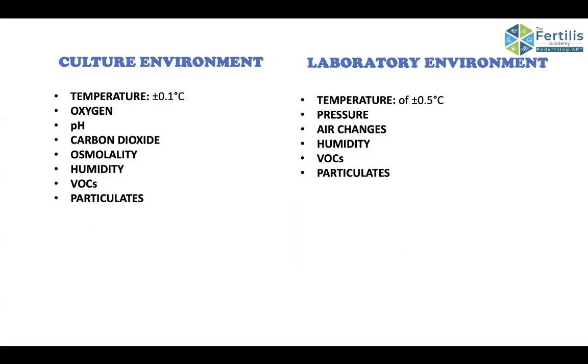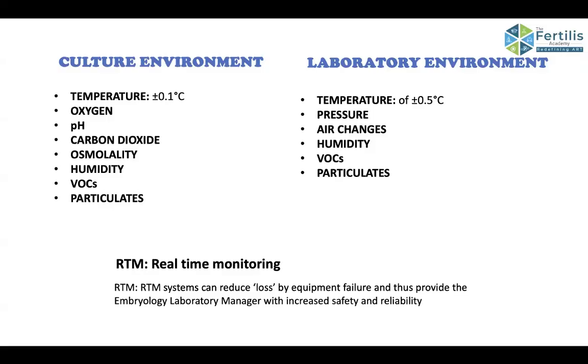We talked about the micro environment. Now we talk about the macro environment. A temperature fluctuation of plus minus 0.5 degrees is permissible. There has to be a high pressure. Air changes have to be at least 12 to 14 air changes per hour to remove all the VOCs and toxins. Humidity control has to be there, otherwise you will start getting fungal infections. VOCs have to be controlled. I've explained why, and particulates also have to be kept at minimum. Real-time monitoring of all the incubators and the gadgets should be there. And there should be an alarm system attached to the culture system to notify you and inform you in time.